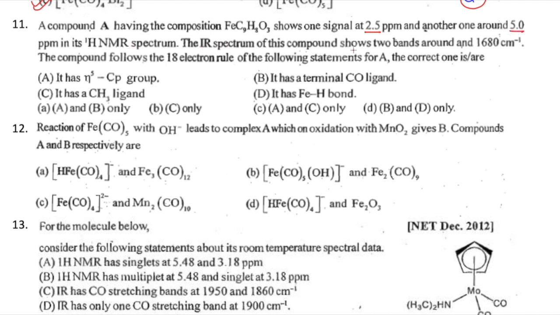The IR spectrum of the compound shows two bands around this value, and the compound obeys the 18 electron rule. Which of the following statements are correct? Okay, so let's try to draw it first. Whenever in an organometallic compound you get a proton NMR signal around 5 ppm, the most probable case is that you have a cyclopentadienyl ligand.